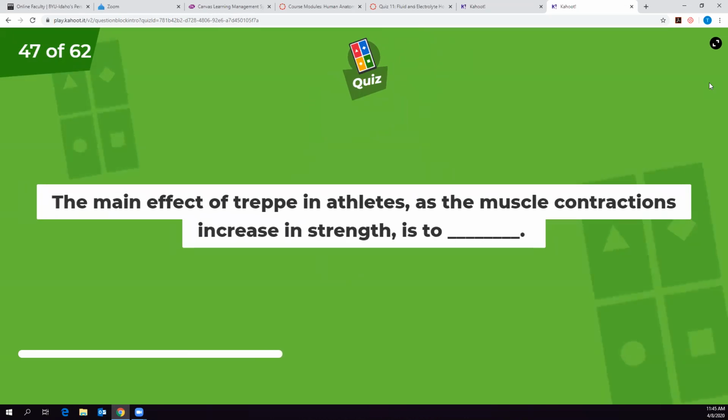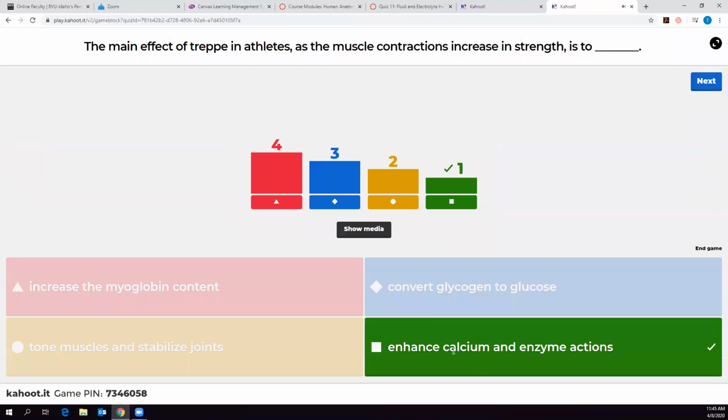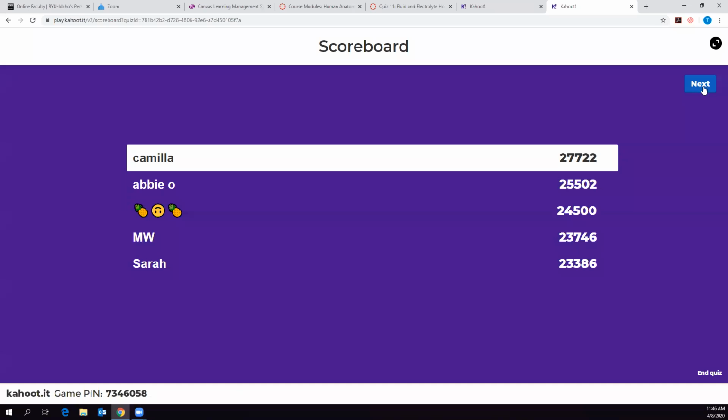All right, the main effect of treppe in athletes as muscle contractions increase in strength is to, so why are we doing treppe and why are we getting muscle contractions increasing in strength? Yeah, we're making the calcium and enzyme actions work better. That's the warm up that's going on. It's not going to do any of those other things.